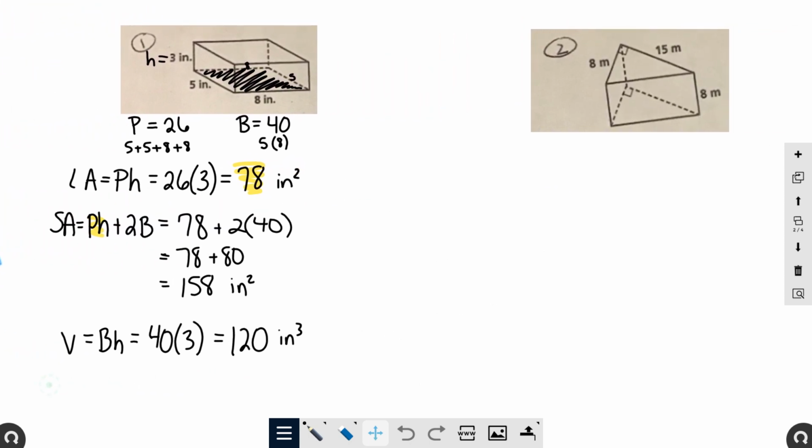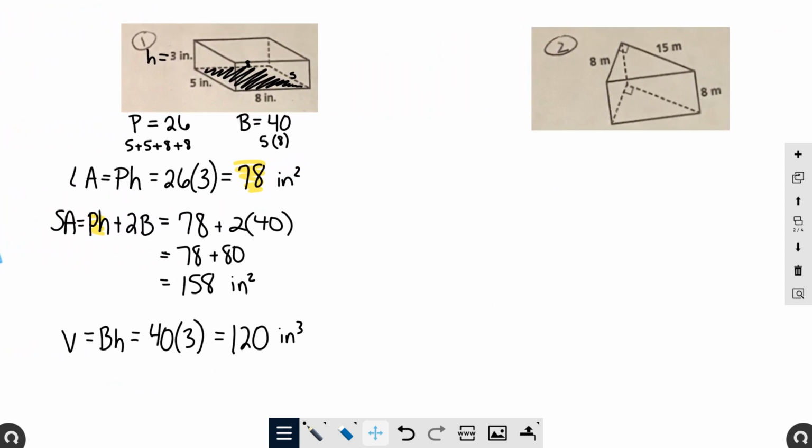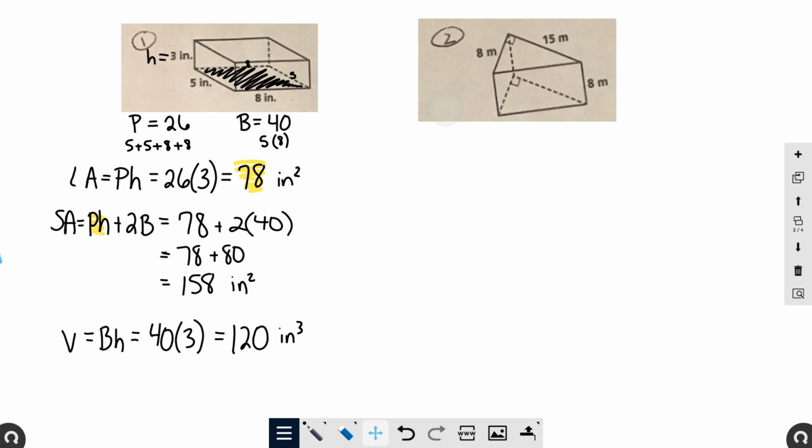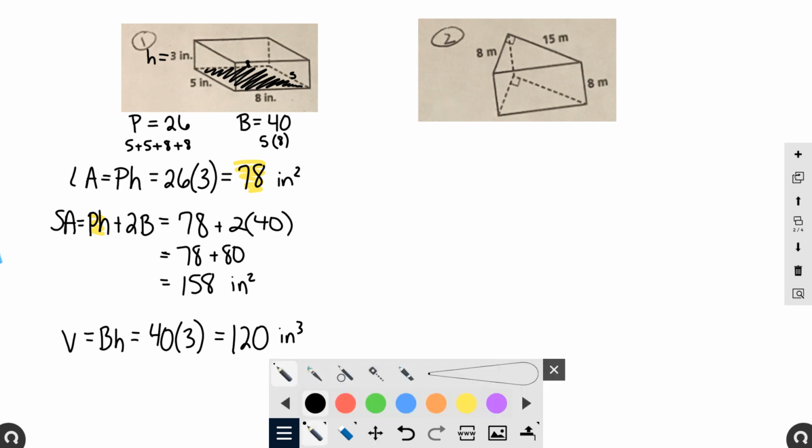Just going to slide it over. Now, the next one is a triangular prism, but we still use the same formulas. Yes, Danielle? Exactly. Yes. If you really wanted to go through and do that, you can. To me, this is probably a little bit easier, but you can do that.